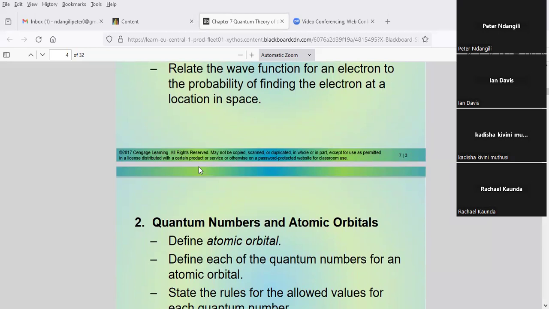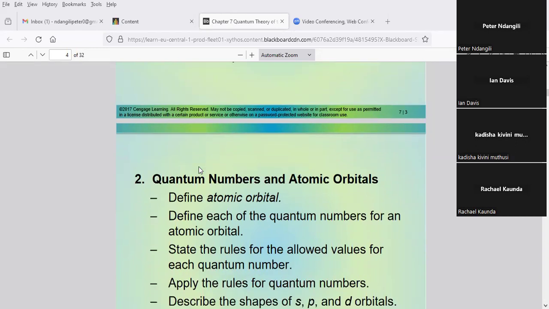Then when we talk about quantum numbers and atomic orbitals, we will be able to define what an atomic orbital is. We define each of the 4 quantum numbers that I am going to talk about in a short while. Then we state the rules that are allowed for the values that we will assign to each of the 4 quantum numbers, and we will apply the rules for quantum numbers.